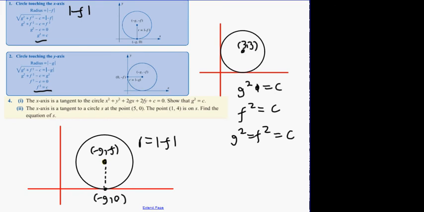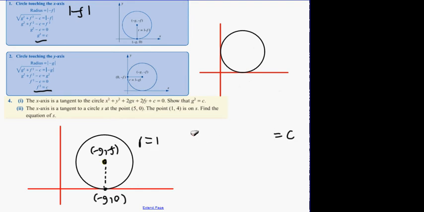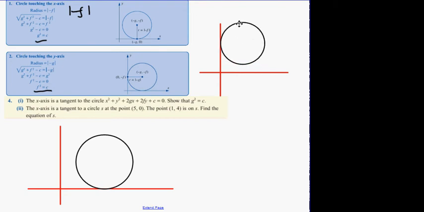Now, is everybody alright with that? Would you like me to do the y-axis version? Let me do one more thing here. I'm going to do the y-axis equivalent of this.